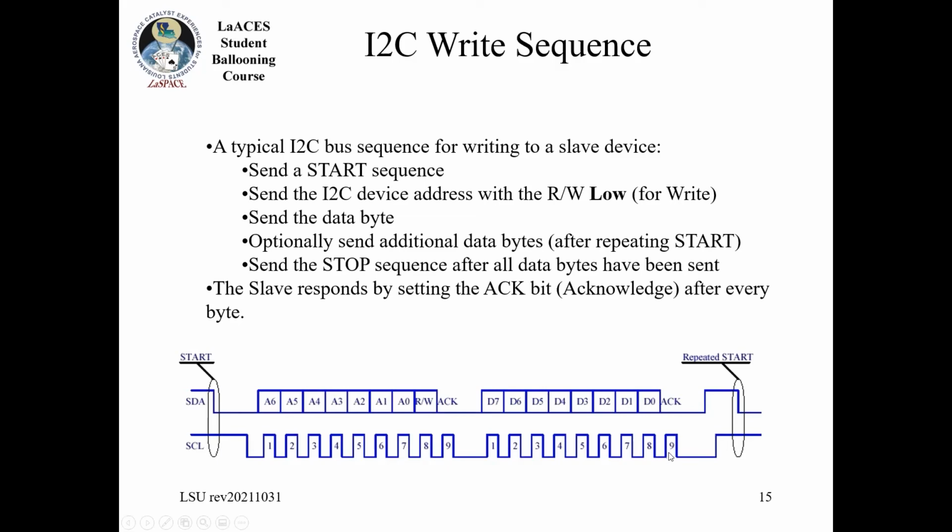That's what I meant when I said a write can have multiple data bytes. After each one of the data bytes, you'll get an acknowledge from the slave, and it'll basically continue like that until there's either a stop or a repeated start, which means I would do this repeated start and then immediately do another data byte.